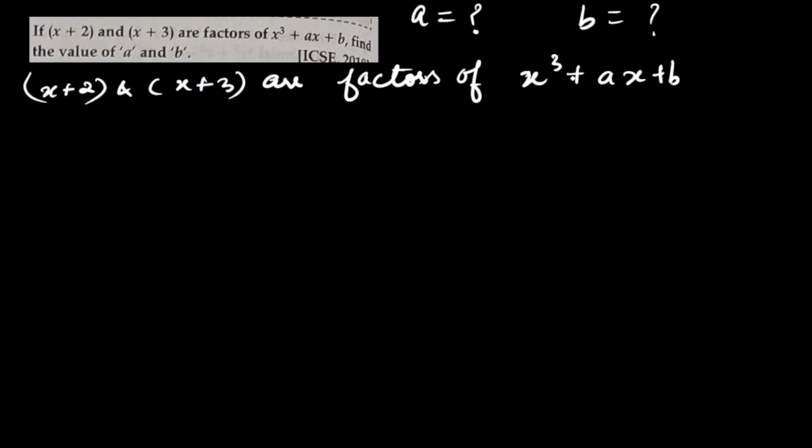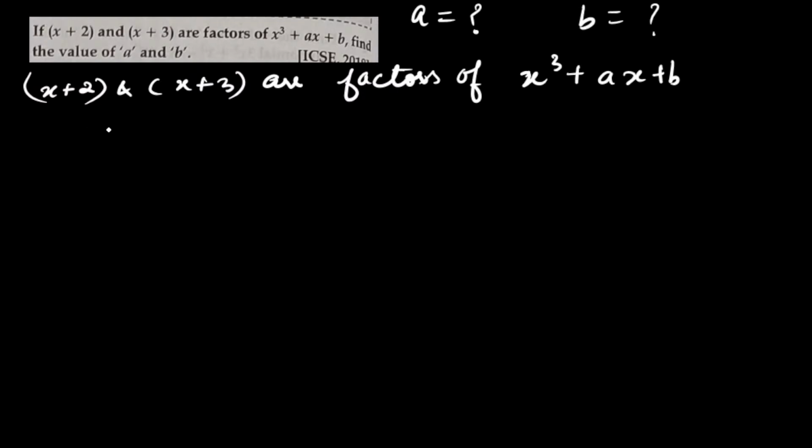So a and b are present in the given polynomial. These a and b's values we have to find. So again, like the previous question we did, we'll make use of the remainder theorem in this question. Remainder theorem means actually we don't have to divide. Actually, we will be just doing the substitutions now.